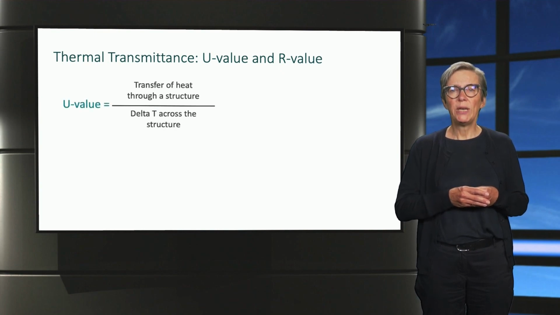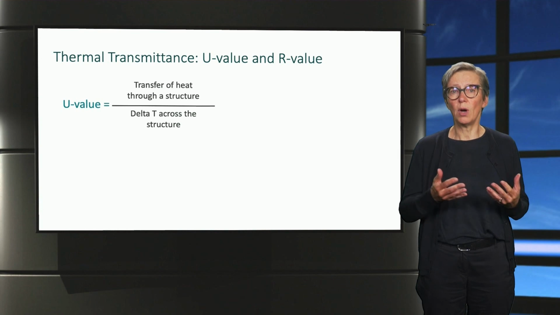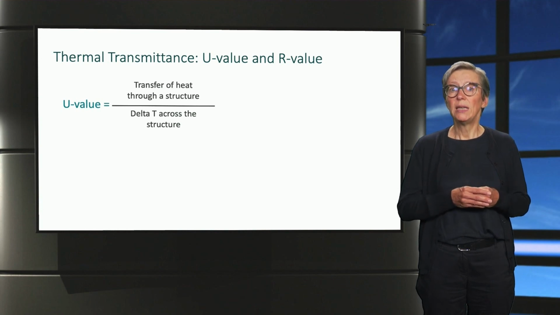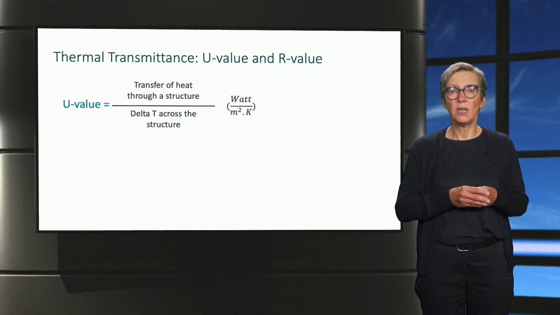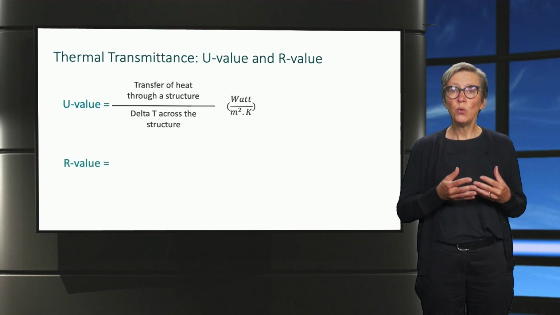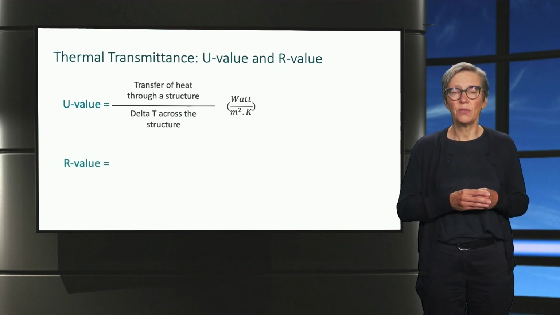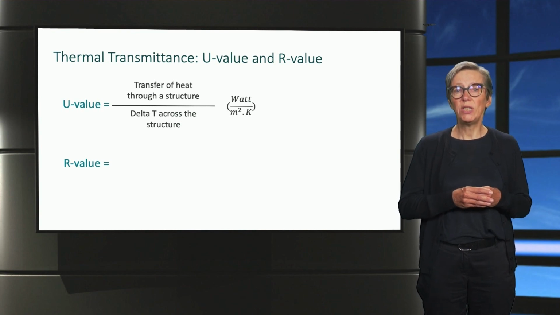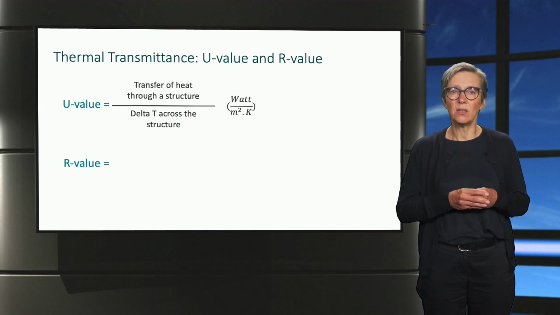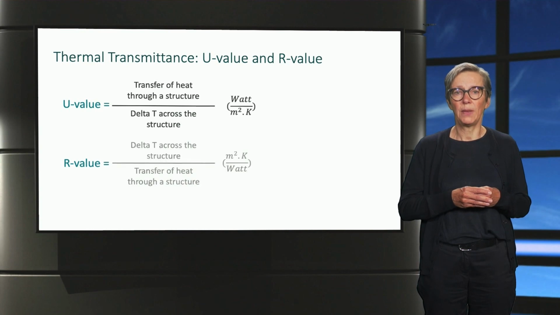The U value equals the rate of heat transferred through a structure, which can be a single material or a composite, in watts, divided by the difference in temperature across that structure. The resulting unit of measurement is watt per square meter Kelvin. Next to the U value, you will also often see the R value, which is referring to the thermal resistance of a material or structure.